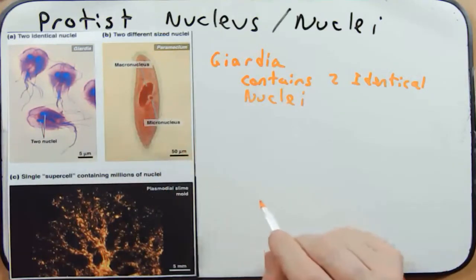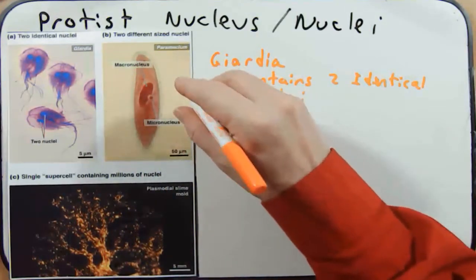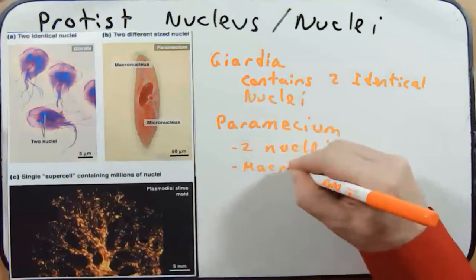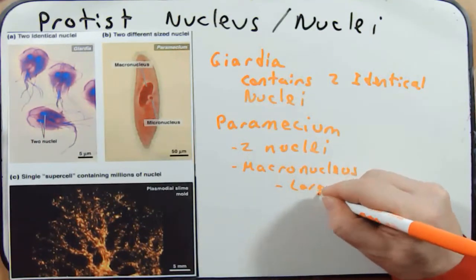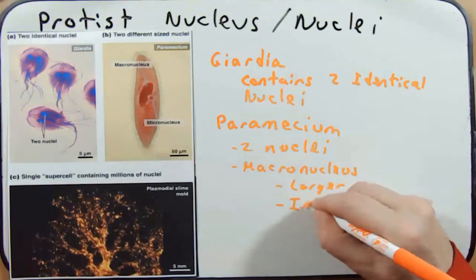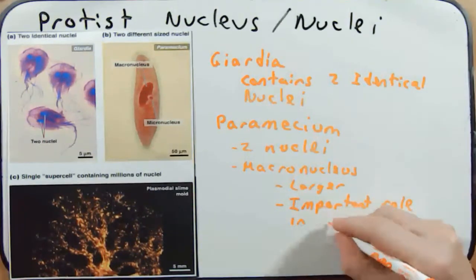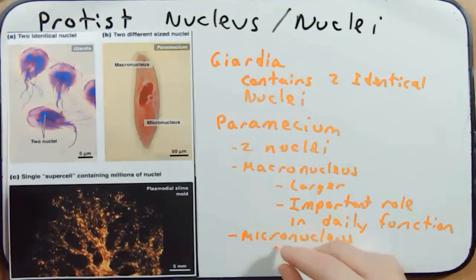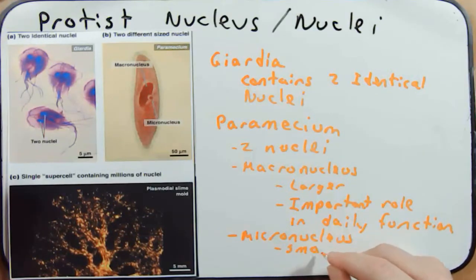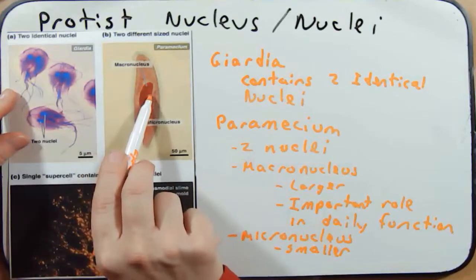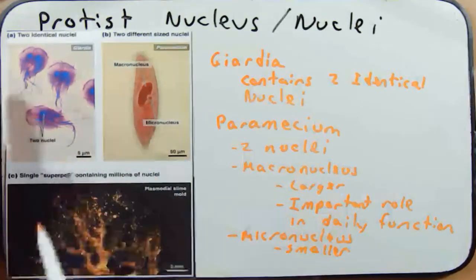Okay, another example of having multiple nuclei is seen with the paramecium. Paramecium have two nuclei, but they're not identical. The macronucleus is larger and appears to have more of an important role in daily functions. Whereas the micronucleus is smaller, as you might imagine with a name like micronucleus. And you can see the micronucleus here, and it is much smaller, and the macronucleus, which is much larger. But they're usually right next to each other.